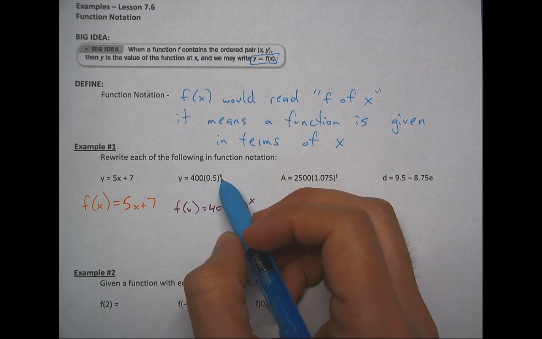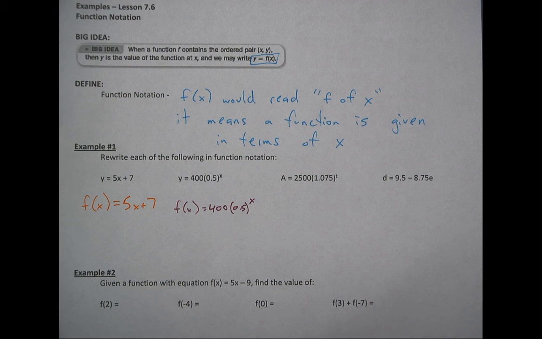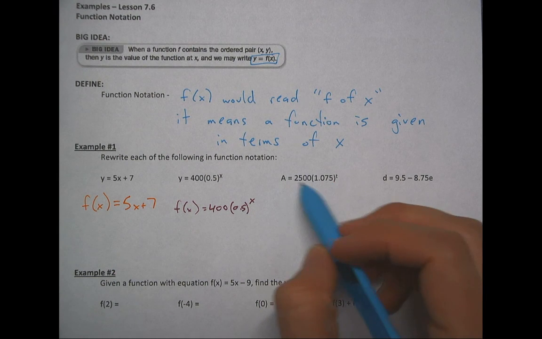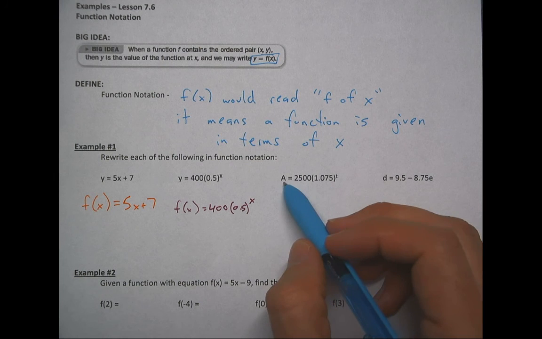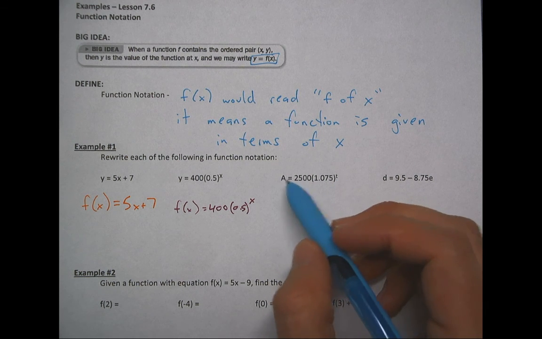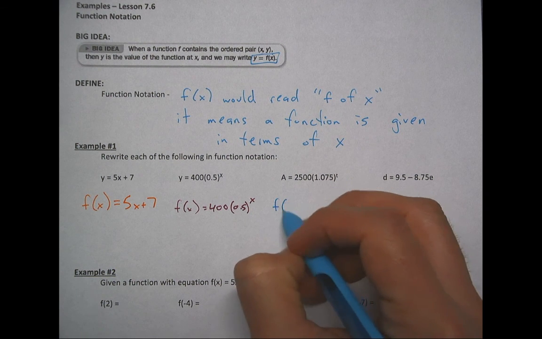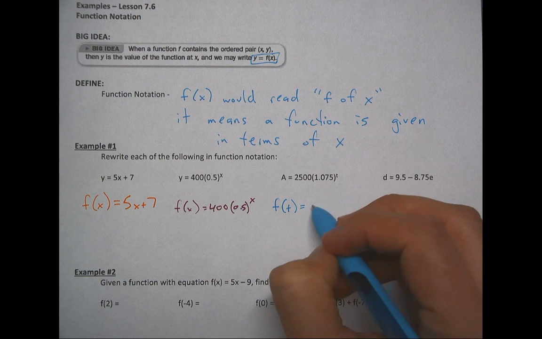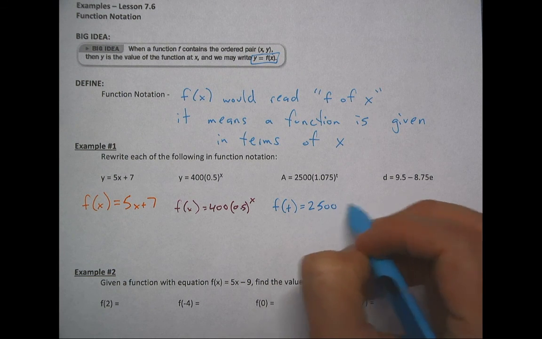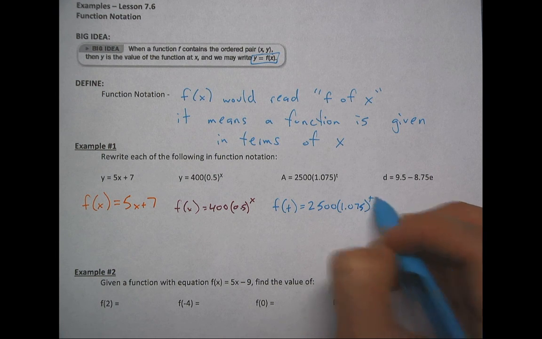Now, you can use other variables, and so then this would change. So as we come over here, we're no longer using x and y. Okay, so a is the dependent variable. Everything is dependent on this t. Whatever you plug in for t, it's going to create a. So this function is based on t. So it's the function of t. It equals 2500 times 1.075 raised to the t.